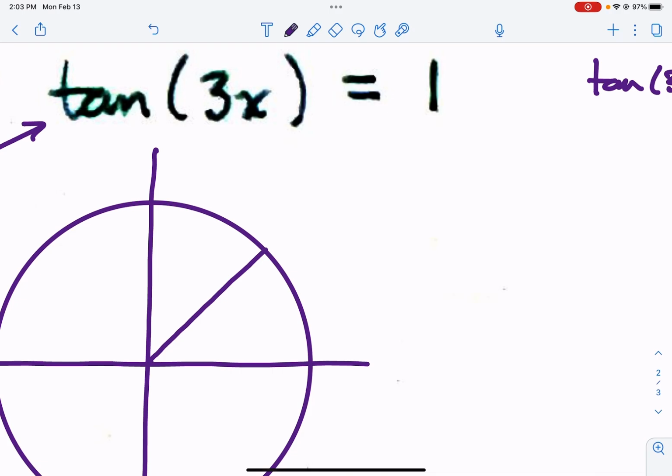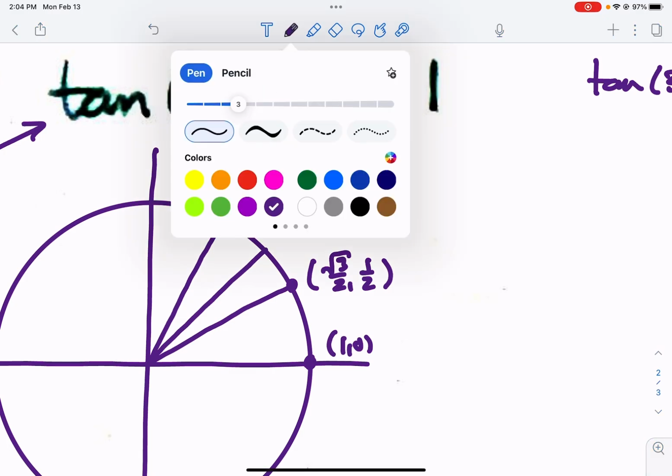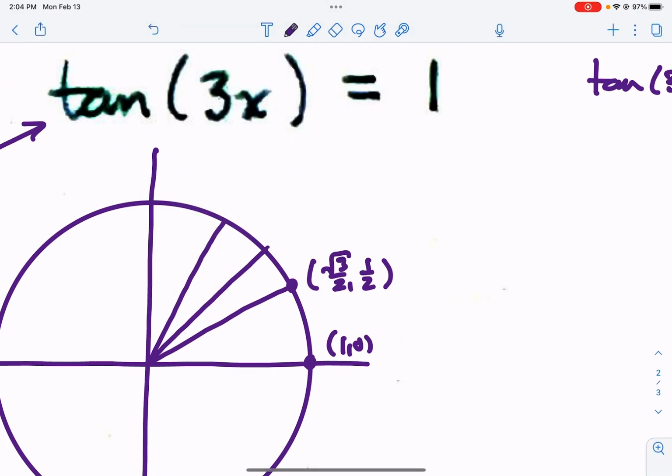So I'm going to put a line out here, and let's just consider that first quadrant. This point over here is (1, 0). This one is (radical 3 over 2, 1/2). I should probably make the thickness smaller here. This is going to be your (radical 2 over 2, radical 2 over 2). This is your (1/2, radical 3 over 2), and this is your (0, 1).